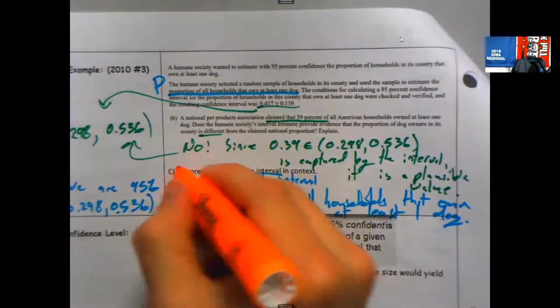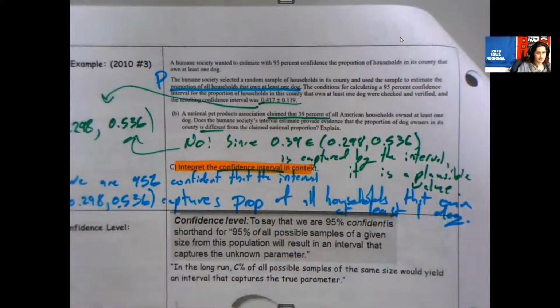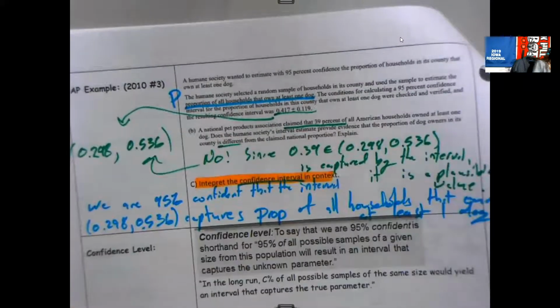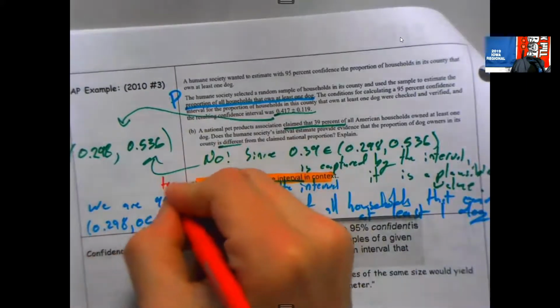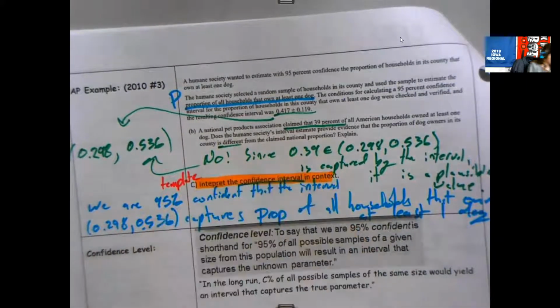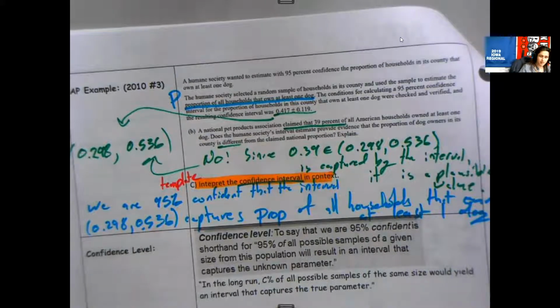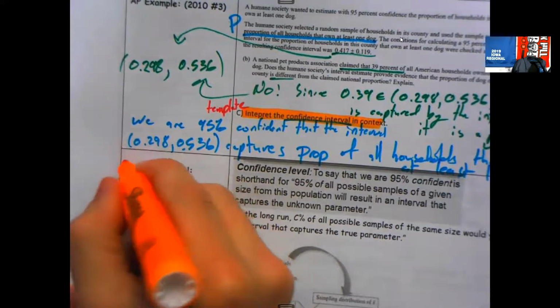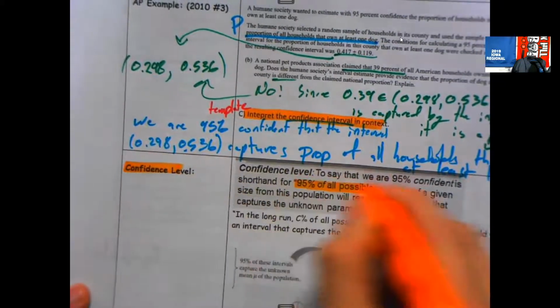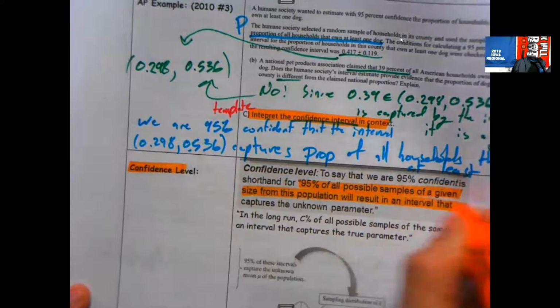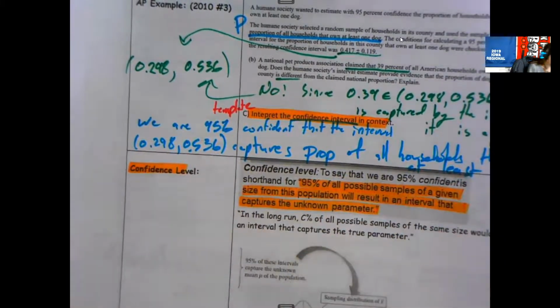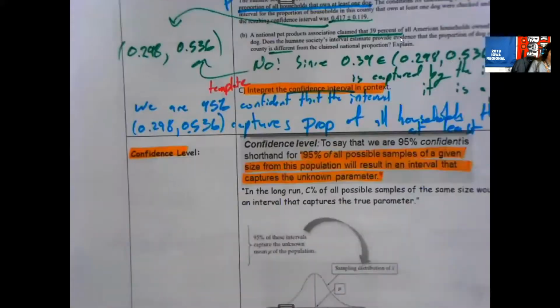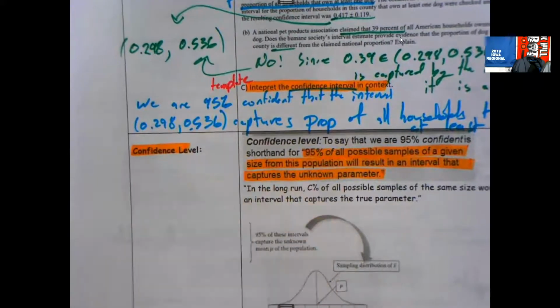When you see something like this, template time. Cool. And you've got that template on the last page. Make sure you reference back to it. The other thing we might have to interpret is the confidence level. 95% of all samples of a given size from this population will result in an interval that captures the unknown parameter. This is another template that we need to know.